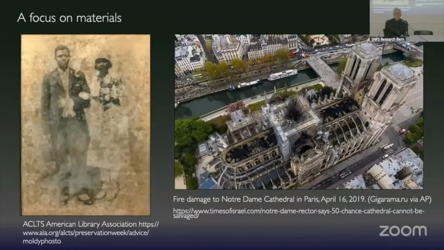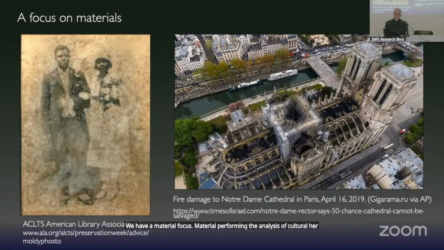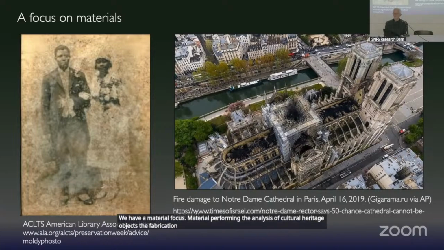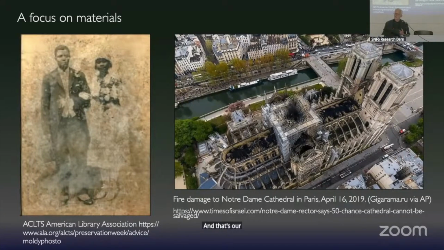We have a material focus, performing the analysis of cultural heritage objects, the fabrication and the deterioration. So here on the left, you see photographs that are experiencing yellowing, fading, foxing, insect damage, and that's our focus. How is it made, and how has it deteriorated? And then, of course, the fire of Notre Dame.